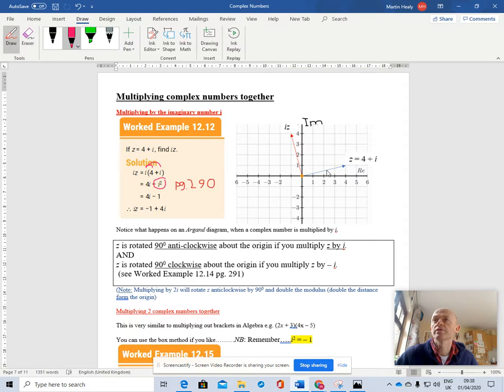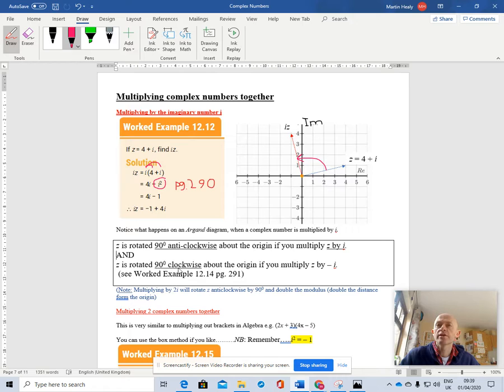So now, if we examine over here on an Argand diagram, what effect does multiplying by i have on a complex number? The effect it has is it rotates the complex number by 90 degrees. So if z is equal to 4 plus i, it gets rotated by 90 degrees up to minus 1 plus 4i. That's rotated 90 degrees about the origin, to be correct there.